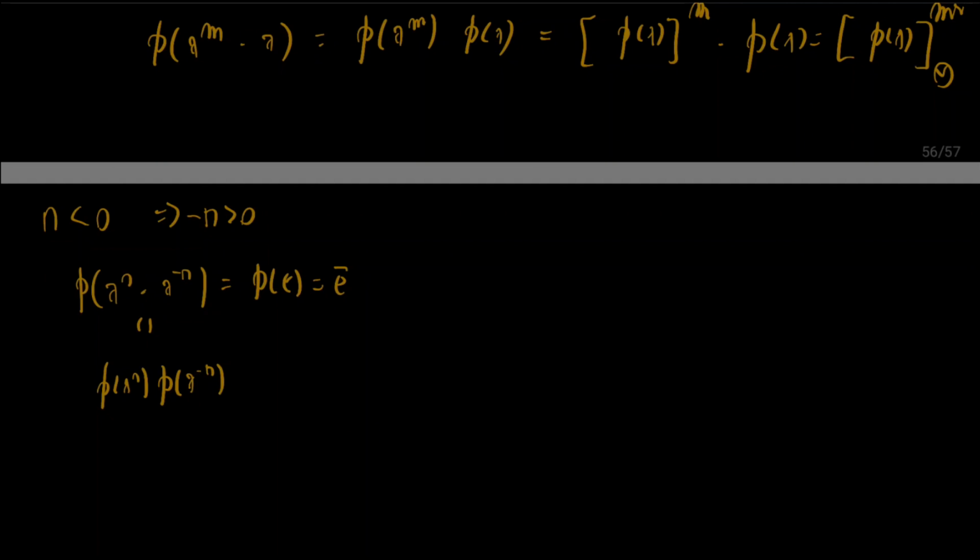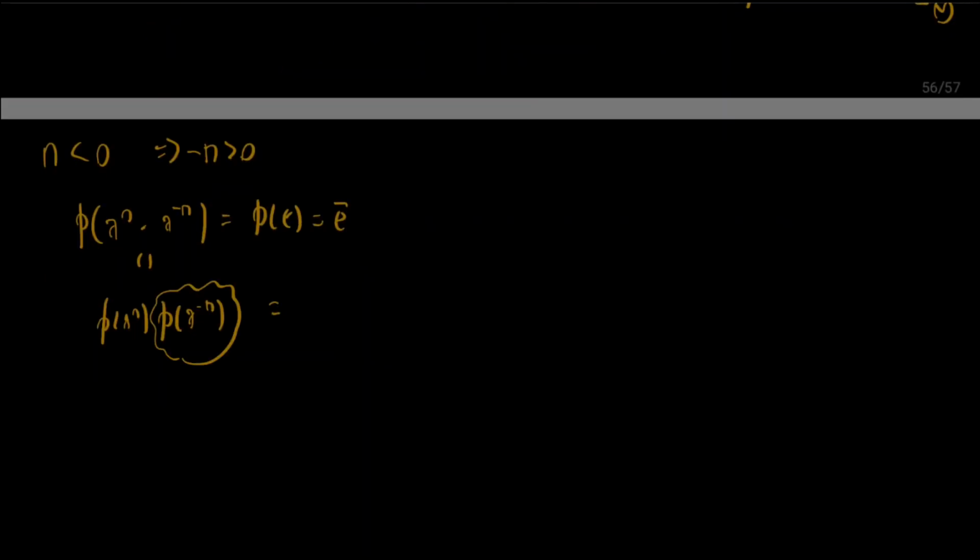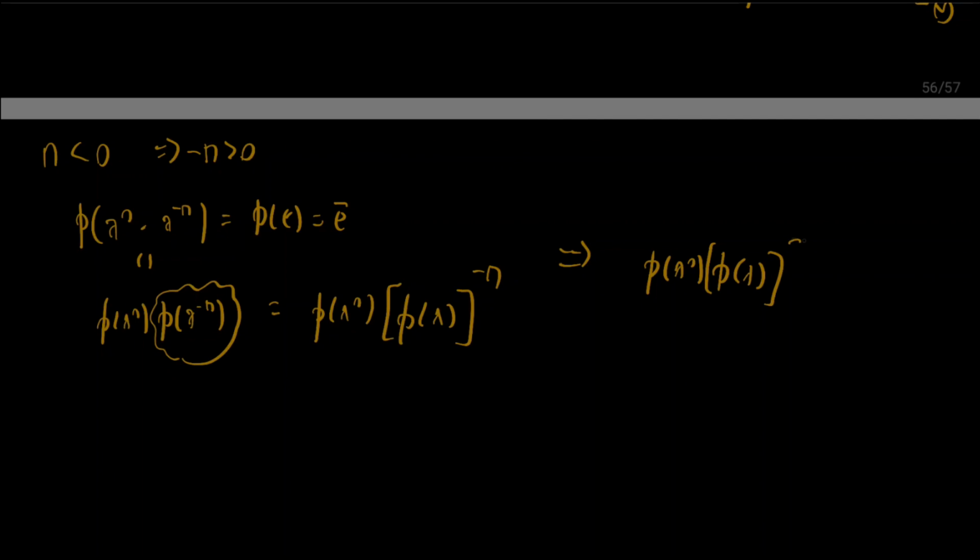And so applying the result we proved for positive integers, since minus n is a positive integer, we can write all this as phi of a to the n times phi of a all to the minus n. And so now by the transitive property, we have that phi of a to the n times phi of a all to the minus n is equal to e bar. But this implies that phi of a to the n is equal to phi of a all to the n. And so this completes the proof of the theorem.